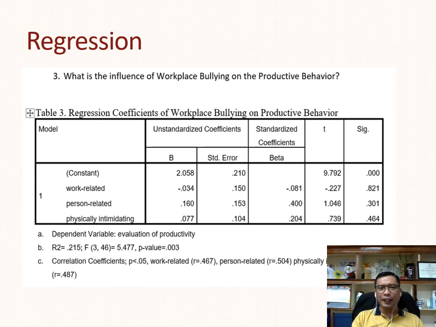Pero if you would want to look into individual effect, you look first into the sig. Ito yung p-value. Which among them has less than 0.05? If you could see in here, wala. Therefore, what you could say is, individually, if it's work-related alone, it does not have any significant effect on productive behavior. Kung siya lang mag-isa. If it's person-related alone, wala rin siyang epekto dahil this is greater than 0.05. Physically intimidating as a workplace bullying behavior also could not have a significant effect on productive behavior.